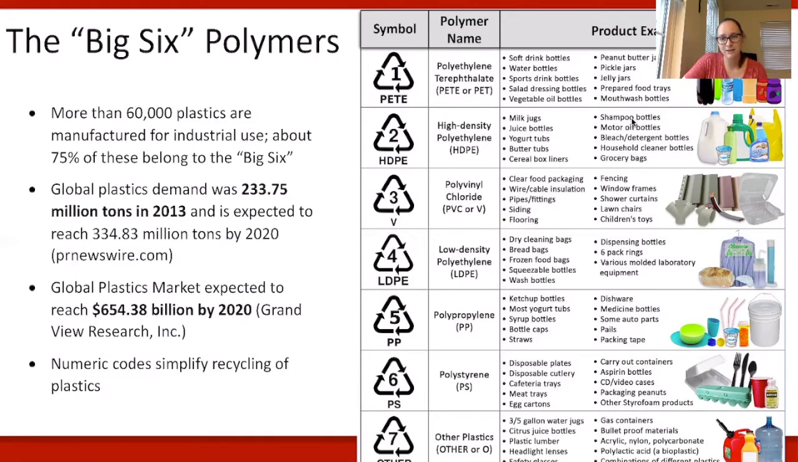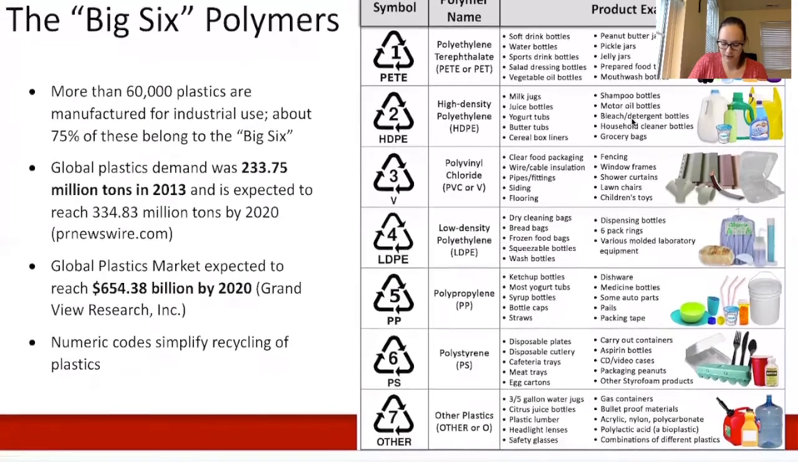There's a lot of demand, long story short, in plastics. And so the numeric code in recycling tells you what kind of plastic it is so you can recycle it better, so that we're not wasting and depleting resources in our world.